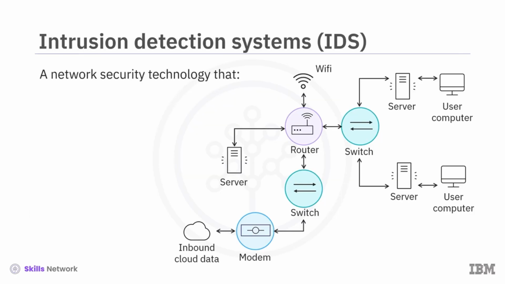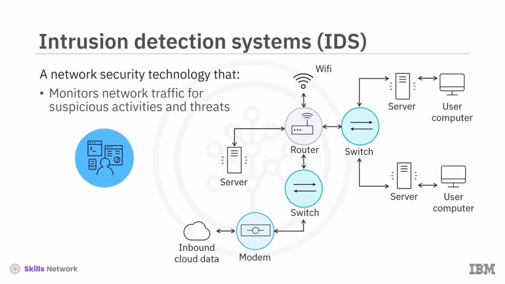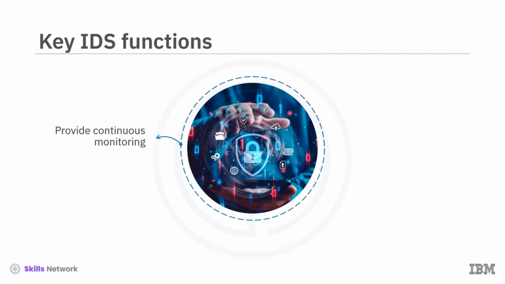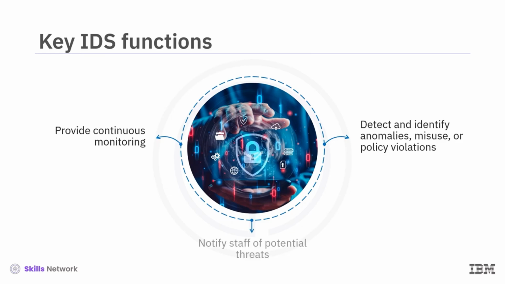An intrusion detection system, or IDS, is a network security technology designed to monitor network traffic for suspicious activities and potential threats. Intrusion detection systems continuously monitor system traffic and activities, detect and identify anomalies, misuse, or policy violations by comparing traffic against a database of known attack signatures, and notify staff, including administrators or security personnel, of potential threats using alerts or logs.